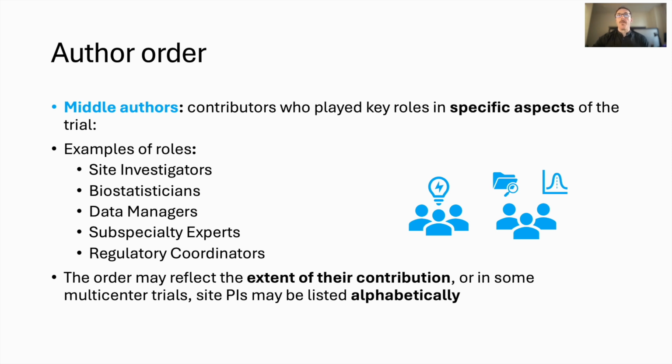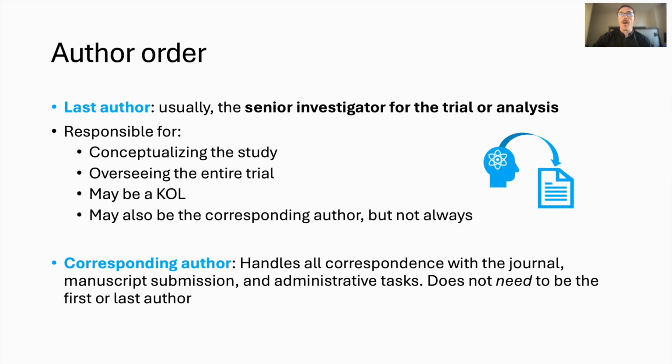The middle authors, then, may be individuals who had specific roles during the trial. So these could be site investigators, biostatisticians, data managers, some sort of subspecialty experts, such as those involved in pharmacokinetic or pharmacodynamic analyses, regulatory coordinators. The order of the middle authors may reflect the extent of their contribution in different multi-center trials, but they can also be listed alphabetically as well. The last author is sometimes the senior investigator for the trial or analysis.